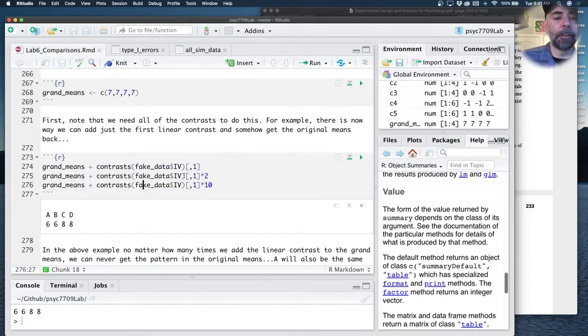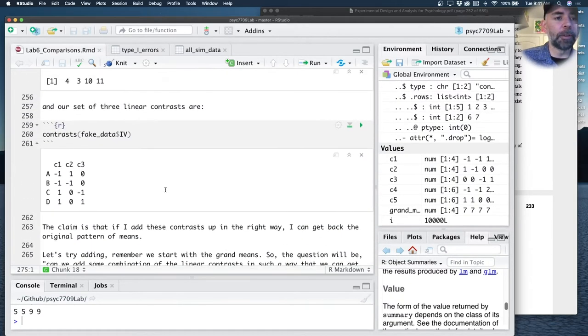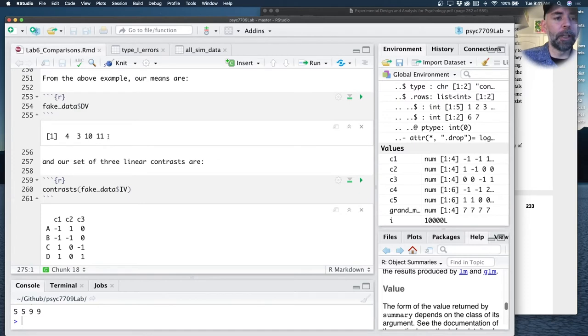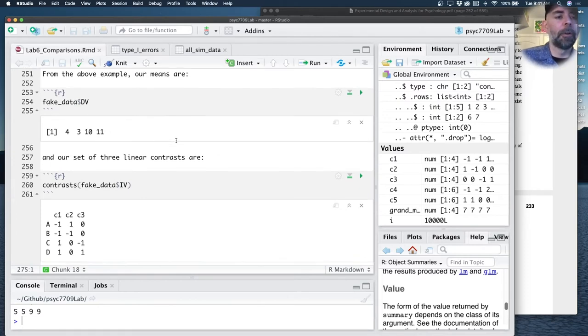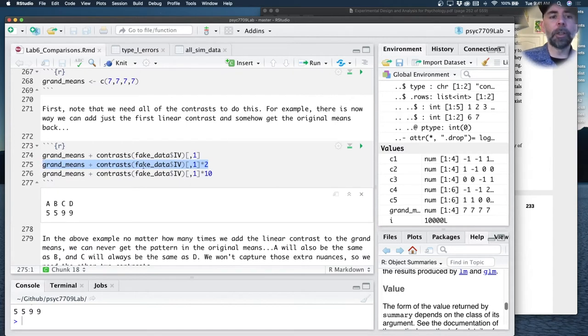So we could keep adding this pattern as many times as we want. Like if we doubled the linear contrast, that'd be like adding it twice. And if we added two of these to the grand means, we'd get 5, 5, and 9, 9. Remember, we're trying to add these contrasts to produce the values 4, 3, 10, and 11. Now, I hope you can see that there's no way of adding just this one contrast here to ever get those numbers.